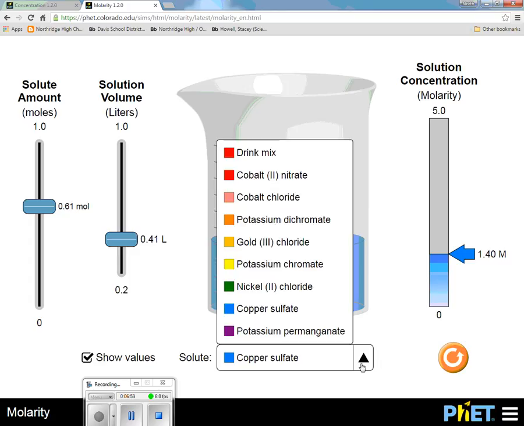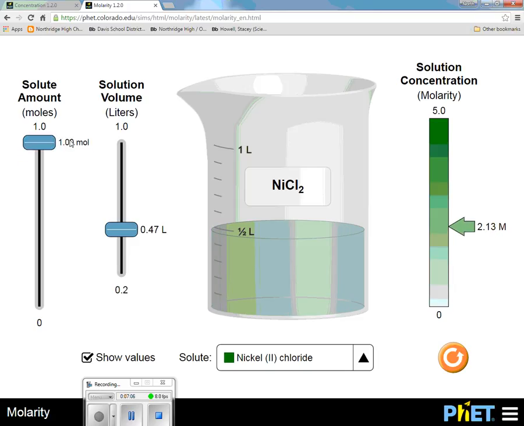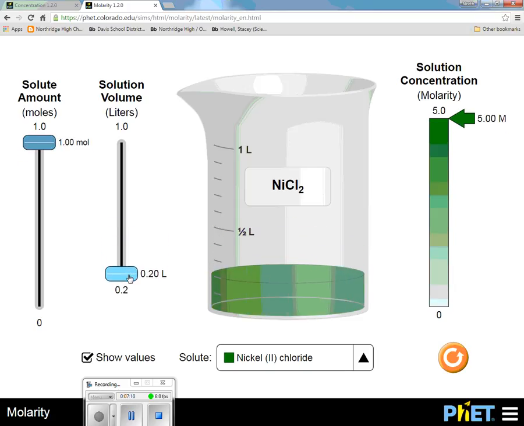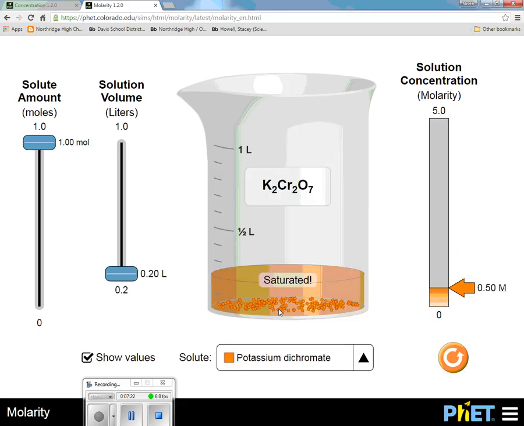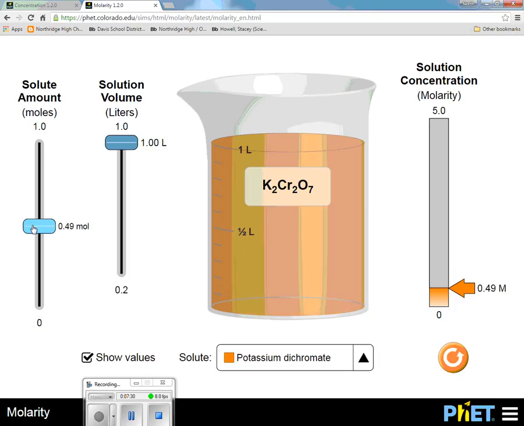Okay, I can go and change to a different nickel chloride. I can get a lot more into solution there. Let's see if I can get up to that 5. I can get up to the 5 if I just use a small volume of liquid with a mole of concentration. So you can go through and pick different ones to do. This one's already saturated. How long does it take to get unsaturated? Whoa, I can't even get it unsaturated with a full liter, so I have to put less in.